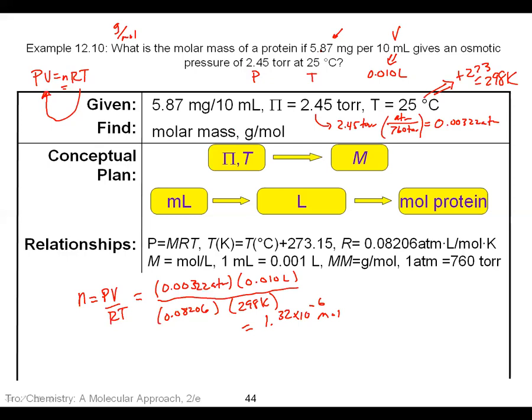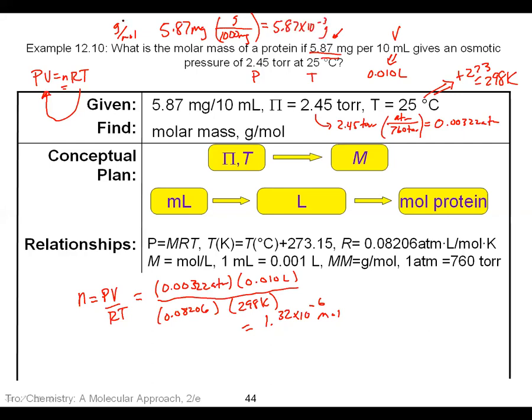This is our grams up here. We need to convert it to grams, so 5.87 milligrams. There's 1,000 milligrams in a gram. So again, divided by 1,000 or move the decimal. That will give us 5.87 times 10 to the minus 3 grams.